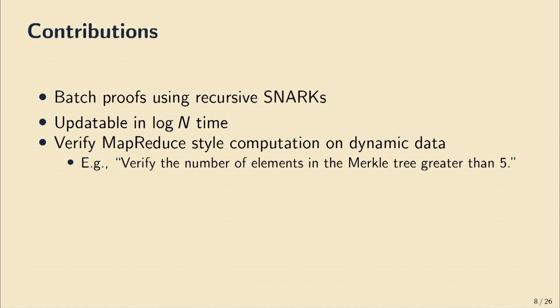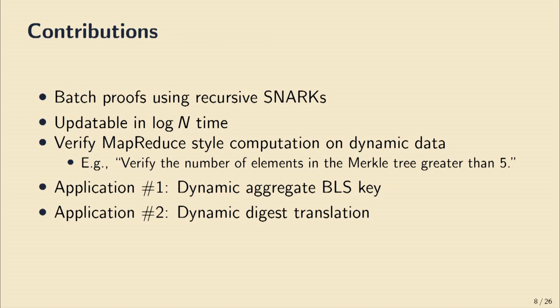We're going to present some applications of this approach in verifying MapReduce style computations on dynamic data. So for example, I can provide a proof of the number of elements in the Merkle tree that are greater than 5, or that satisfy an arbitrary predicate. Okay? And of course, this proof is updatable. If an element goes from above 5 to below 5, then the count changes, and you can recompute the proof without having to do everything from scratch. You can recompute this proof in logarithmic time.